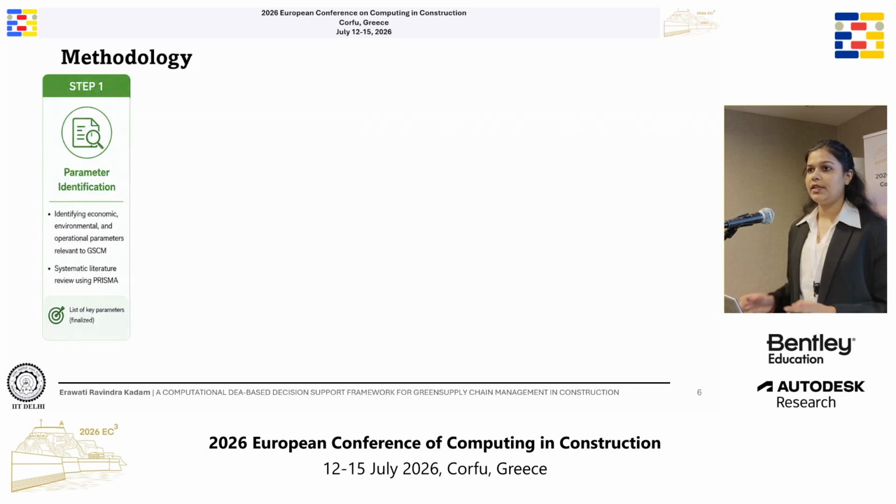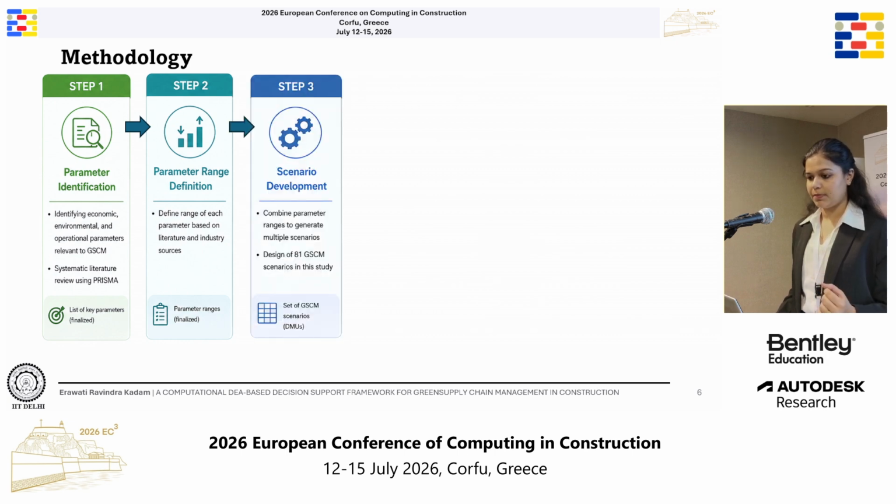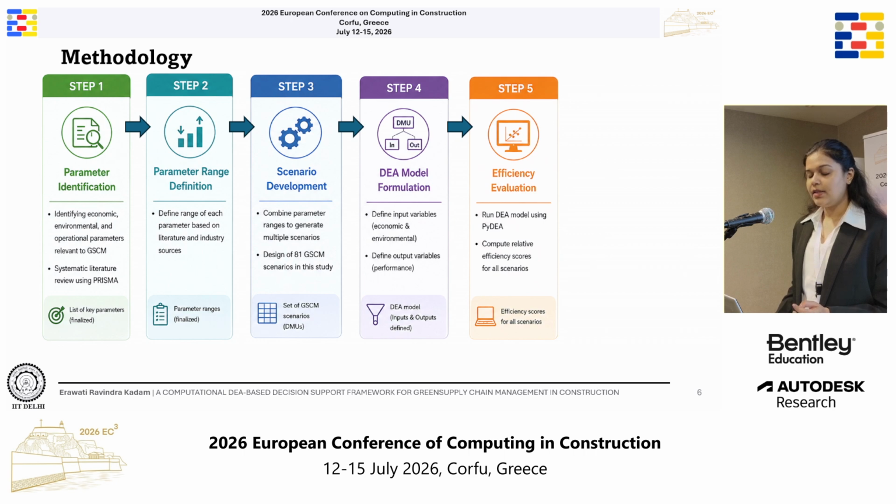First is the parameter identification. I need to identify the parameters which affect the supply chain, not only the efficiency aspects, but also the environmental, economical, and other aspects. Based on these parameters, ranges are fixed and the scenarios are developed. These scenarios are then analyzed through the DEA model, Data Envelopment Analysis, and then the efficiency evaluation is done based on the DEA.